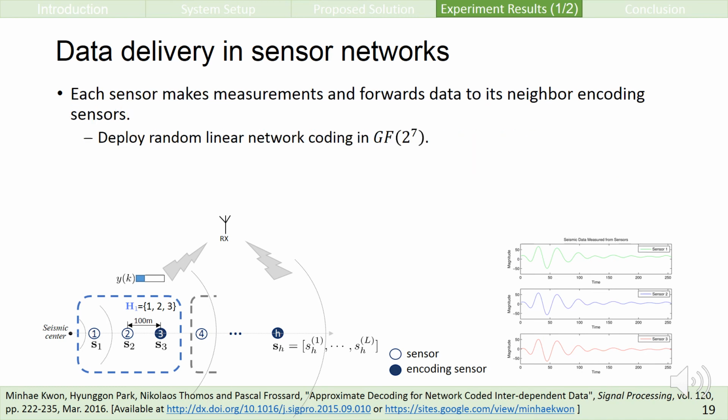In this experiment, each sensor makes measurements and forwards data to its neighboring encoding sensors. The encoding sensor performs a random linear network coding in Galois field 2 to k and forwards the combined packet to the receiver. Then, the receiver collects packets and performs decoding process.